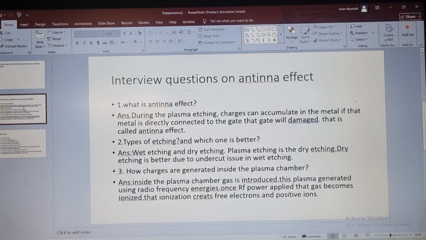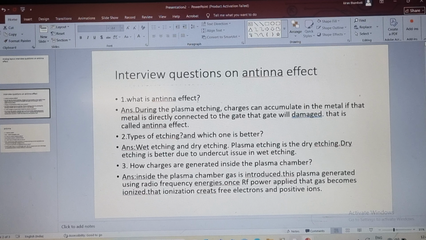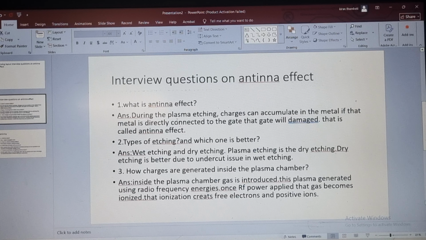First of all, what is antenna effect? During plasma etching, charges can accumulate in the metal. If that metal is directly connected to the gate, that gate will be damaged. That is called antenna effect.